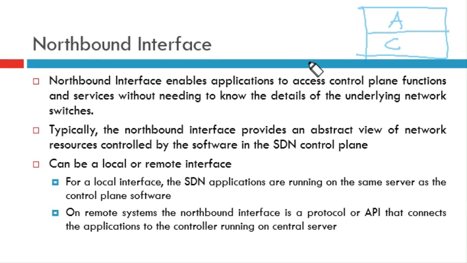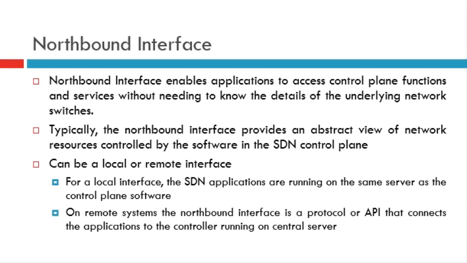But when we talk about remote systems, then for the northbound interface we need a proper protocol or API, like the REST API which we discussed, students, in lecture number 5. It will connect the application to the controller on the central server. Now the central server is not at the same place; it's at a different place, and needs to be connected through a remote interface. It needs a remote interface.